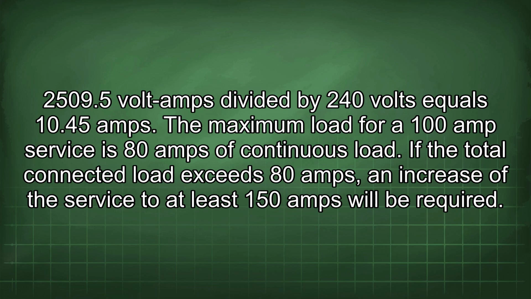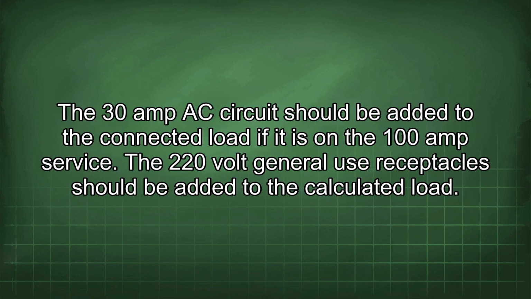The maximum load for a 100 amp service is 80 amps of continuous load. If the total connected load exceeds 80 amps, an increase of the service to at least 150 amps will be required. The 30 amp AC circuit should be added to the connected load if it is in the 100 amp service. The 220 volt general use receptacle should be added to the calculated load.